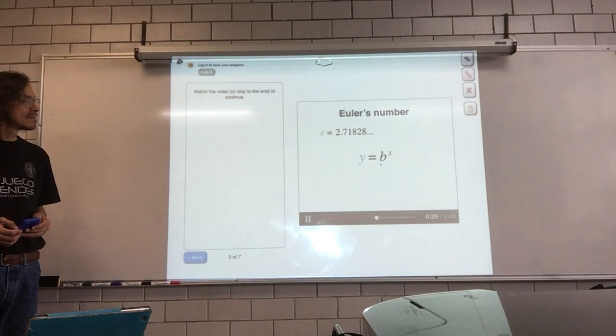And e is commonly used as the base in exponential functions. Often, when functions are written as b to the x, you'll see them written with e in the base instead of any other number. So suppose b is equal to e to the k. k is the power to which you have to raise e, so that b equals e to the k. Then which of the following is an expression for y?